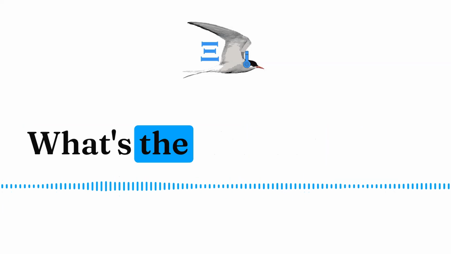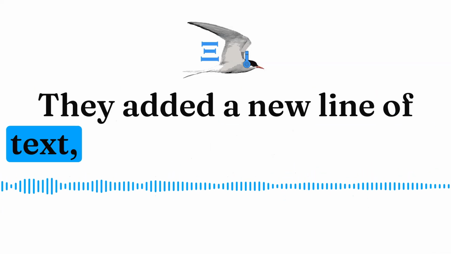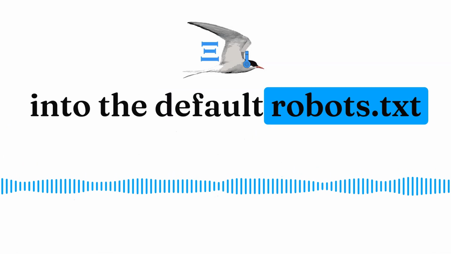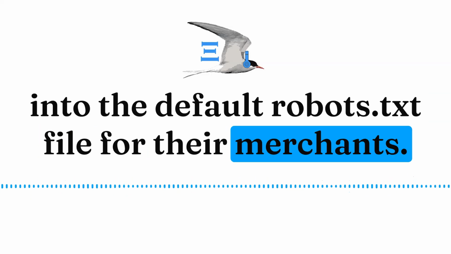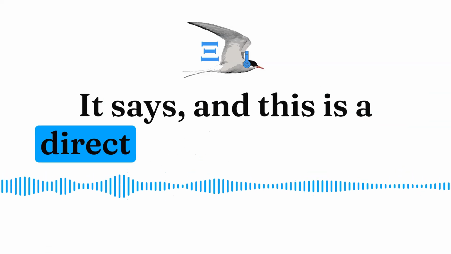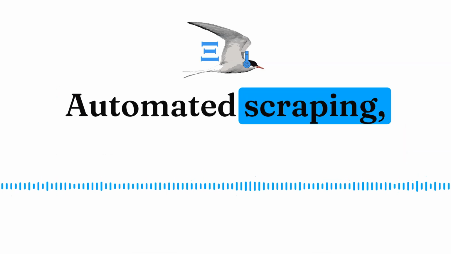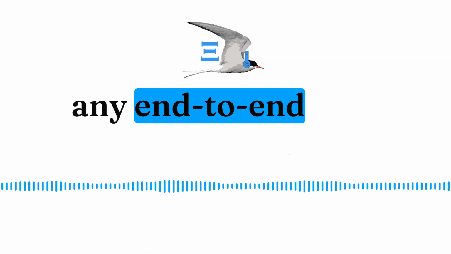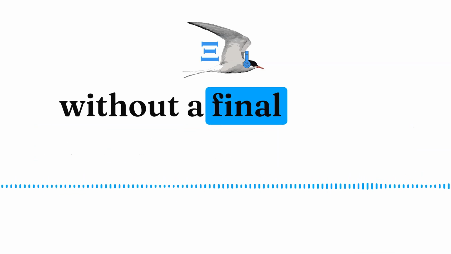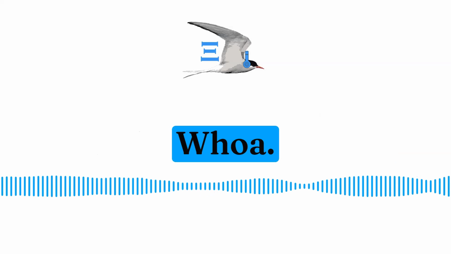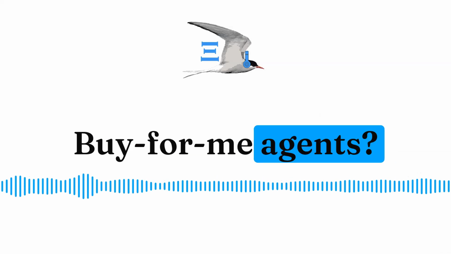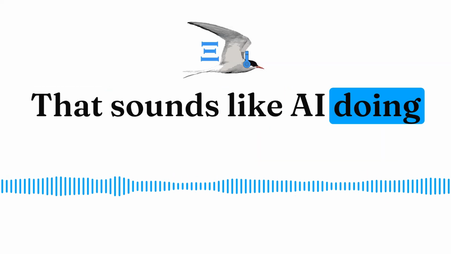So what did they do? What's the actual change? They added a new line of text, technically a comment, into the default Robots.txt file for their merchants. Okay, and it says? It says, and this is a direct quote reported by Modern Retail, Digiday, and Power Commerce, "automated scraping, buy-for-me agents, or any end-to-end flow that completes payment without a final review step is not permitted." Whoa, okay. Buy-for-me agents. That sounds like AI doing the actual shopping.